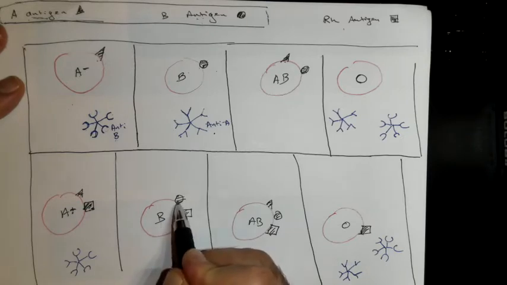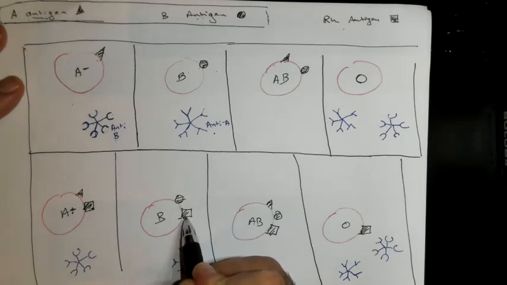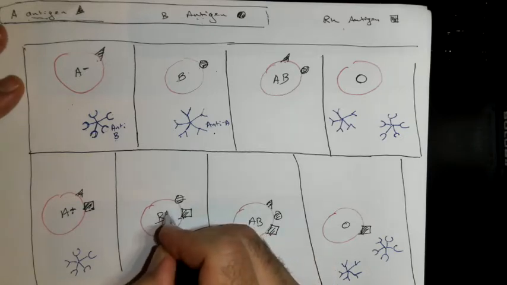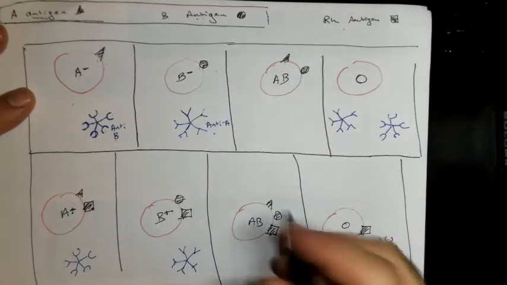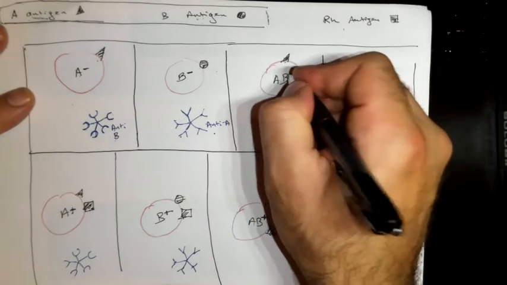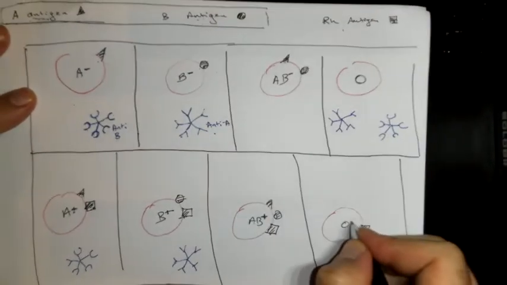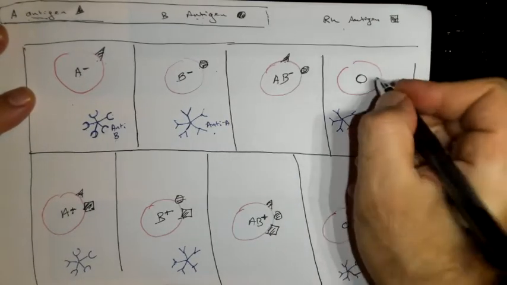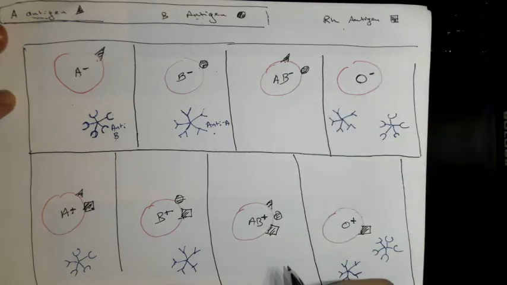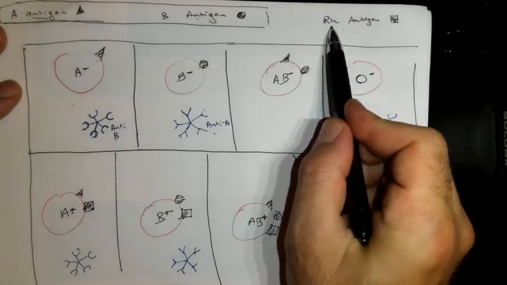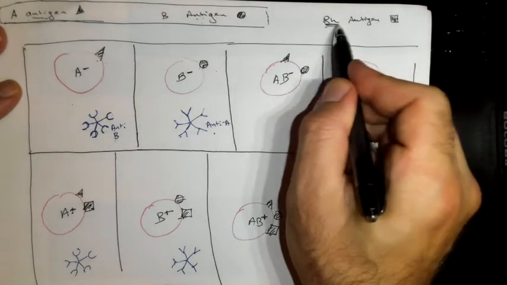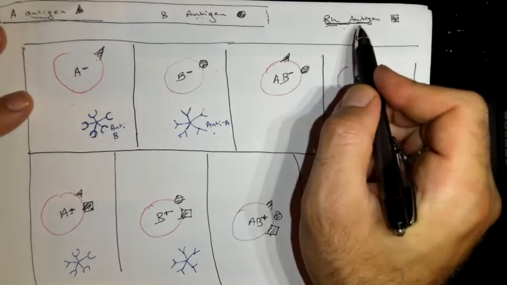This one is B with the Rh antigen, it will be B positive, which makes this one up here B negative. Same thing here, AB positive, AB negative. Same thing here, O positive and O negative. And now what you have to do is also talk about the Rh antibody. And here is the big difference.